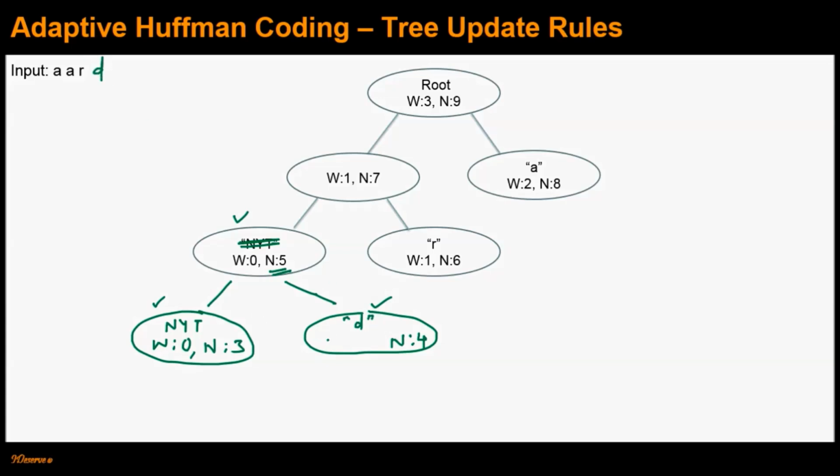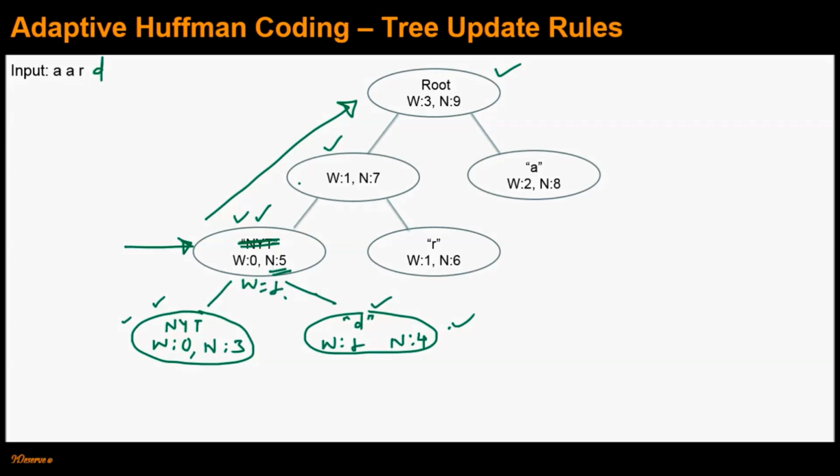We also need to update the weight for the node D, which would be 1 because the frequency of character D is 1 in the given input sequence. Once we are done with creating these two new nodes, we need to update the weights of the nodes in the parent chain. The parent chain now consists of 3 nodes, right? This is the first node, second node and third node. So the weight for this node will be updated to 1.